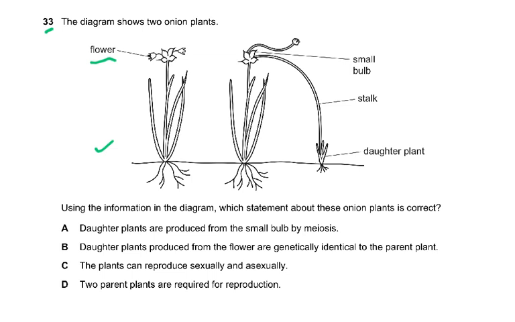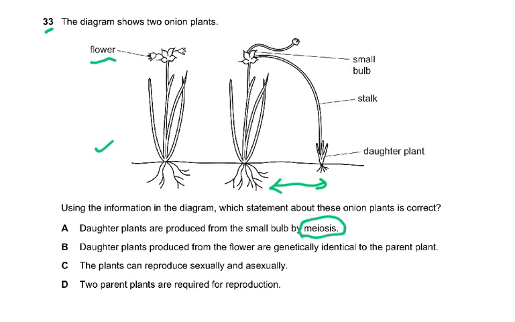But in this situation, what they've shown you is a daughter plant and a sort of stem coming out of it and then a daughter plant. So these and these are genetically identical, and the stalk and a small bulb, and they've shown you this. So using the information in the diagram, which statement about these onion plants is correct? Daughter plants are produced from the small bulb by meiosis.